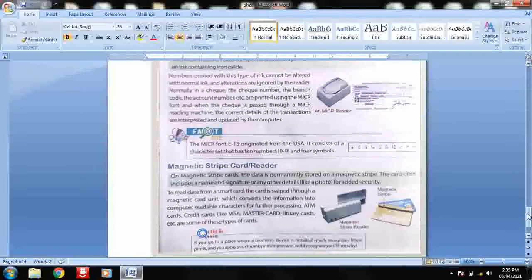More devices are there, I will be telling you in the next video. At the end, there is a quiz question. If you go to a place where a biometric device is installed which recognizes fingerprints and you apply your thumbprint impression, will it recognize you? If not, why? You are going to a place where you are not a regular member or regular employee of that area. So it will not recognize your fingerprints.